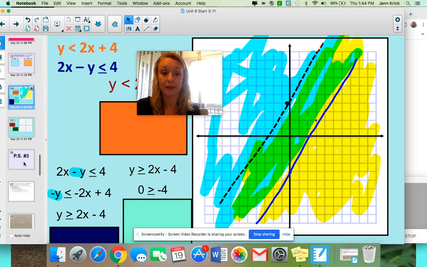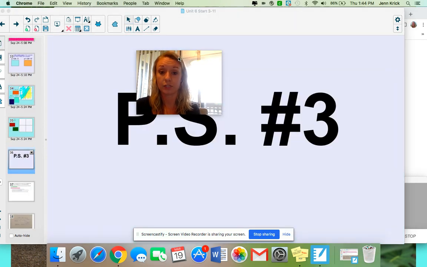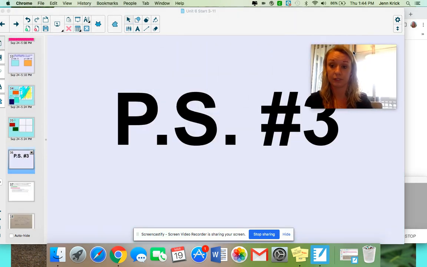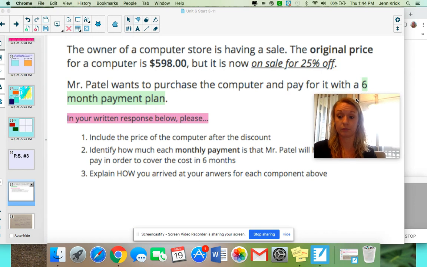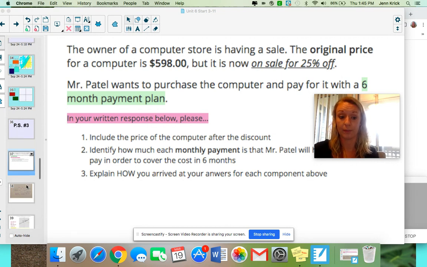Okay, so now we're going to switch gears into problem solving number 3. I'm going to go over the 2 questions. The first one, you guys really knocked that one out of the park. You did a great job. I think almost every single person got it correct. This is the one about the computer. It was starting at $598 on sale for 25% off. If Mr. Patel wanted to pay it with a 6-month payment plan, how much would each monthly payment be?